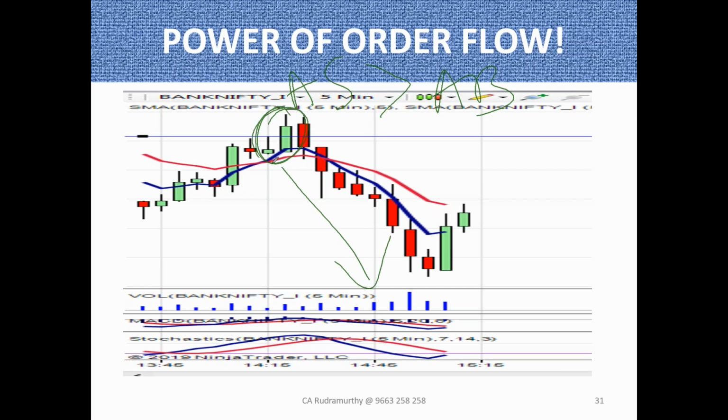Many of them would have bought here thinking it's a clear breakout, but order flow told no, it's a false breakout. Then what you saw here, the moment this got broken down through this next red candle, the market simply collapsed. So this is the power of order flow. Now let us continue further and understand some more points of order flow.